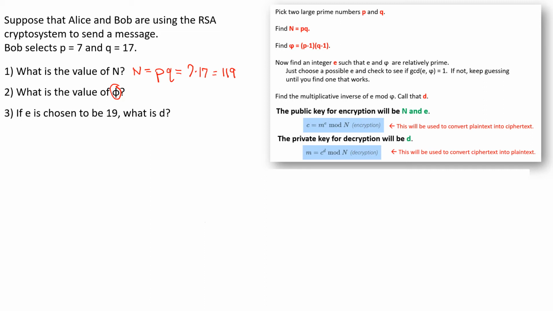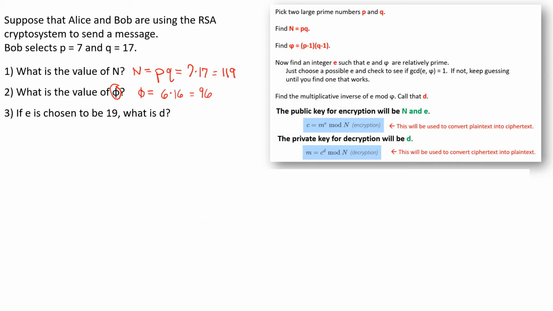Okay, so what is the value of phi? Remember that phi is, subtract 1 from the P and the Q each. So we're going to have a 6 and a 16. Multiply those together, we get the phi. Now, if E is chosen to be 19, what is D?